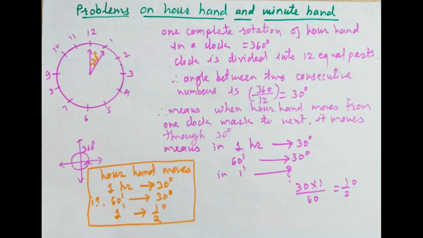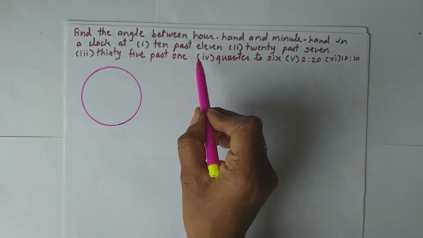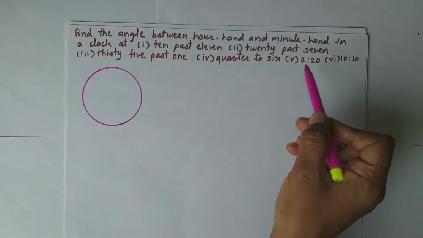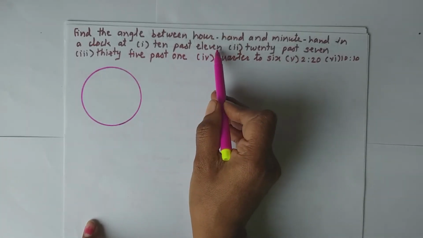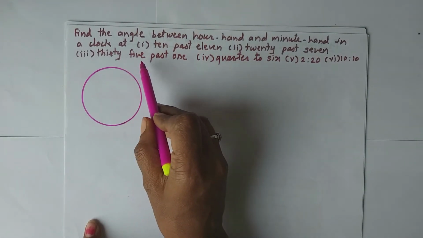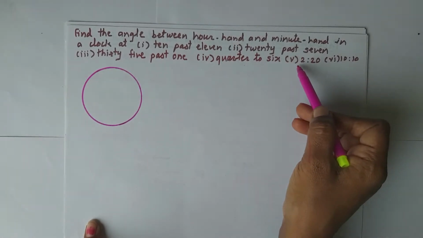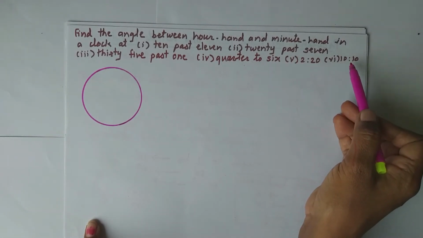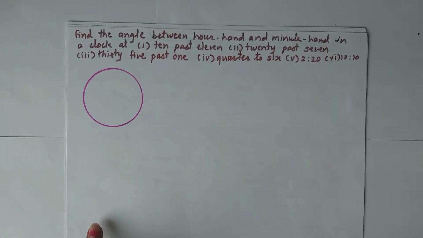Okay, let's see the problem. Find the angle between hour hand and minute hand in a clock at: first is 10 past 11, second problem is 20 past 7, third is 35 past 1, fourth is quarter to 6, fifth is 2:20 and sixth is 10:10. Let's see the problems one by one.